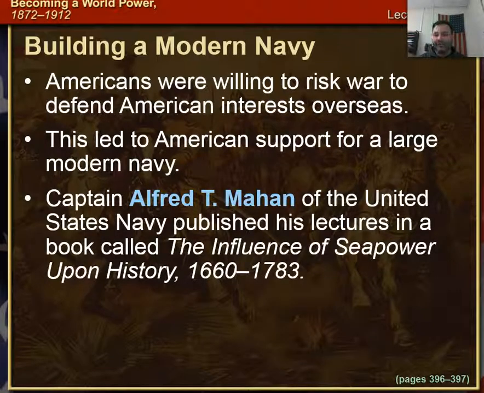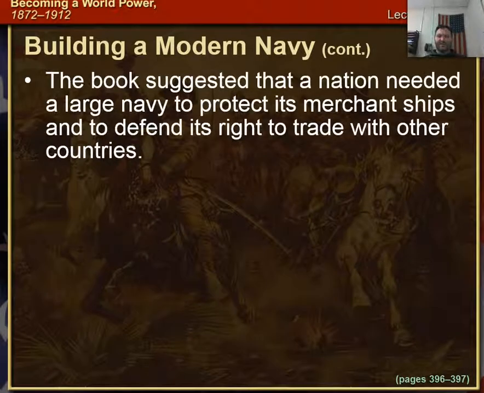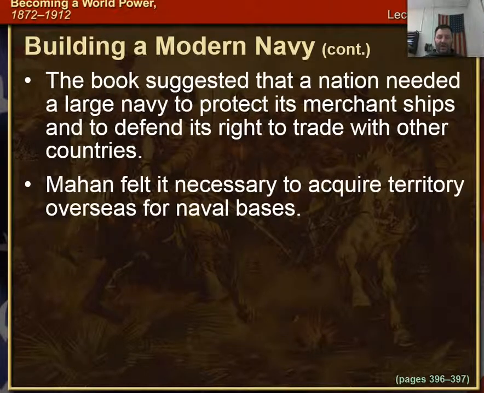Captain Alfred T. Mahan of the United States Navy published his lectures in a book called The Influence of Sea Power Upon History, 1660 to 1783. In the book, he suggests that a nation needed a large navy to protect its merchant ships and to defend its right to trade with other countries. Mahan felt it necessary to acquire territory overseas for naval bases. Remember, ships then ran off steam.